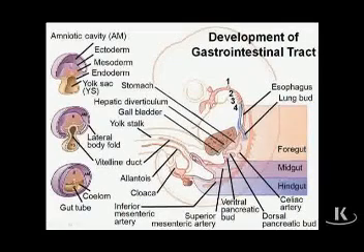And of course, in omphalocele, those loops of intestine will be found inside the umbilical cord, meaning that it's covered by the amnion, which means that it's not in contact with amniotic fluid.